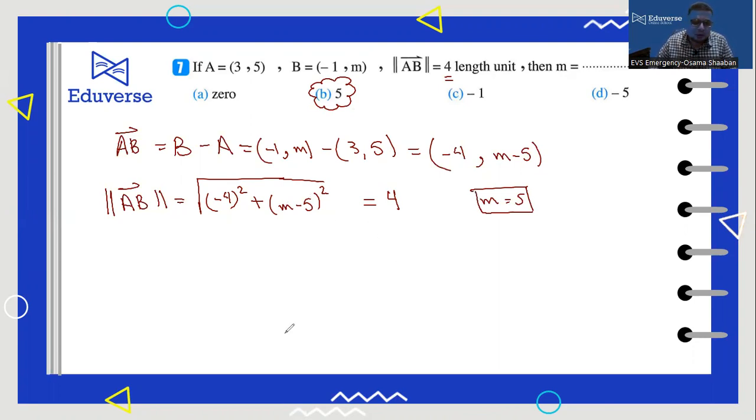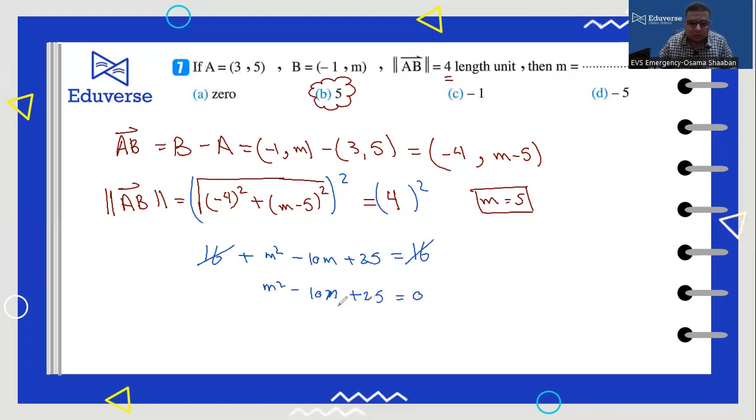If you have this problem and cannot factor it, you will complete the square here and here. You will get 16 plus m power 2 plus 25. Then 2 times 5 times m will be negative, 10m, equals 16. Move 16 with 16. So m squared minus 10m plus 25 equals 0.